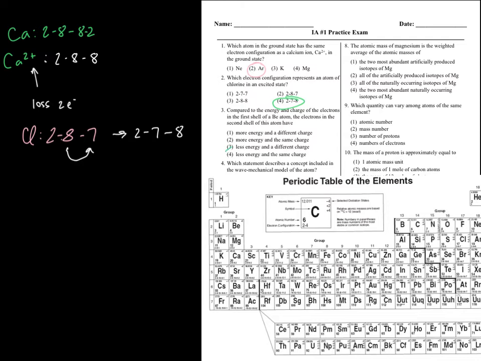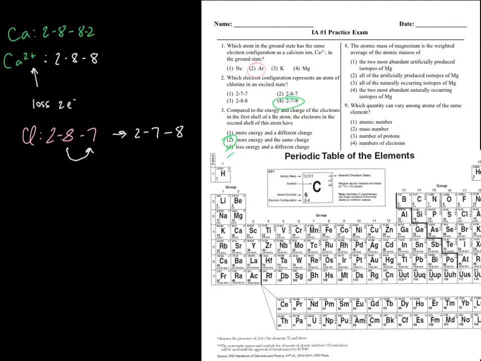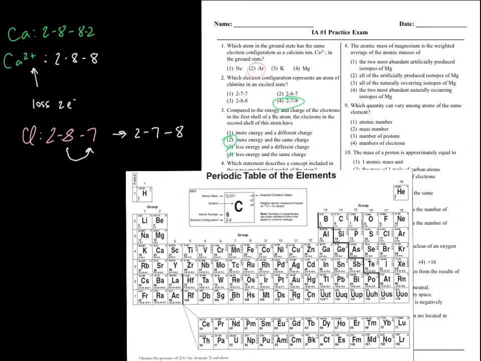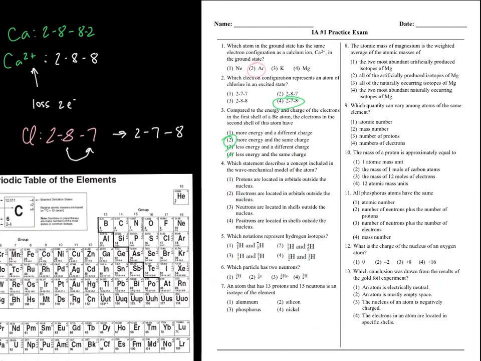So we could cross off 3 and 4. We're focusing on more energy. But electrons' charge is always negative, so it stays the same. Alright, so that's number 3 done. So we got 2, 4, 2 as our first 3 choices. Alright, let's move this out of the way.